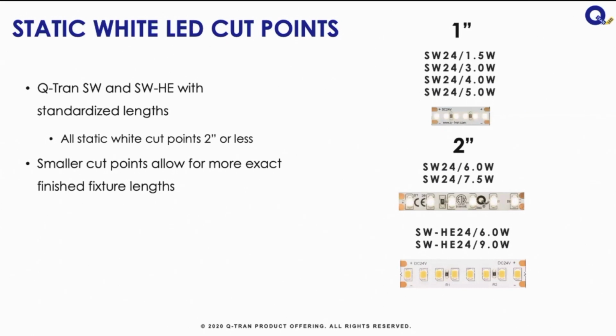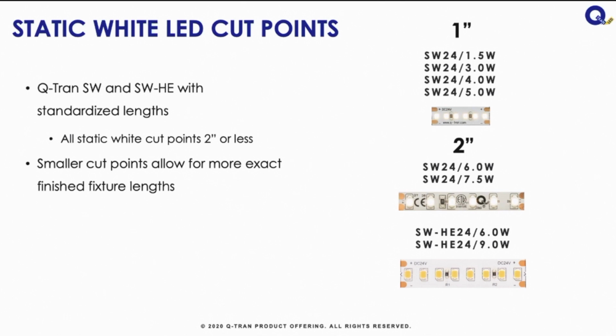As you mentioned, the 1.5, 3, 4, and 5 watt per foot static white all dim the same. They're all the same boards, same chips, just different resistors. And these are our smallest cut points at 1 inch. We also have the static white in 6.0 and 7.5 watts per foot with 2-inch cut points. And then our new high efficacy LED tape with 6 and 9 watts per foot are also 2-inch cut points. And we're going to talk a little bit more about those later.